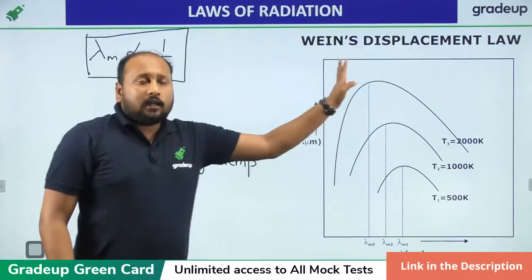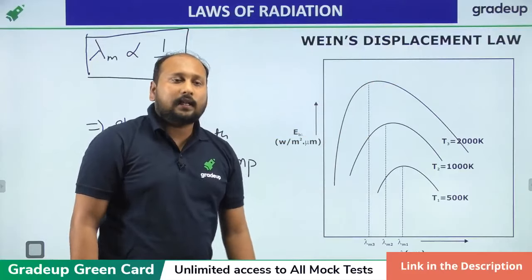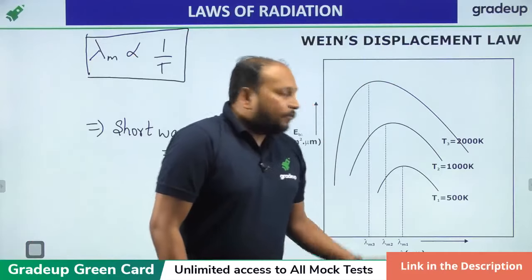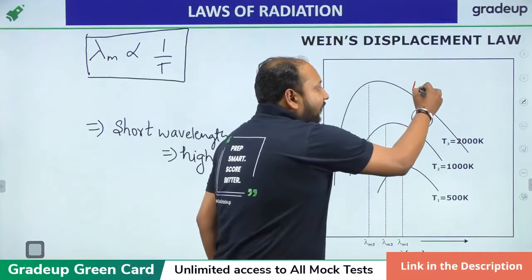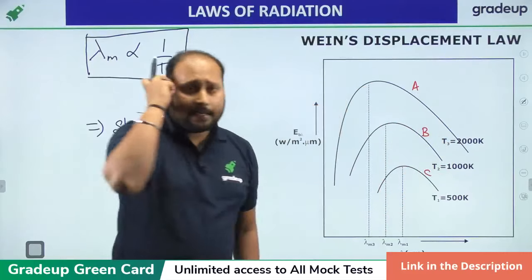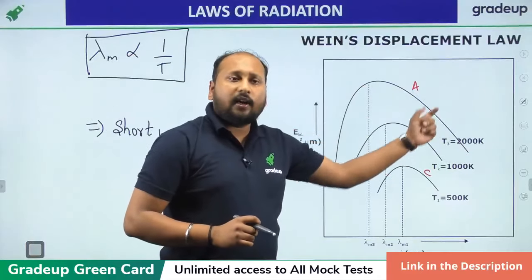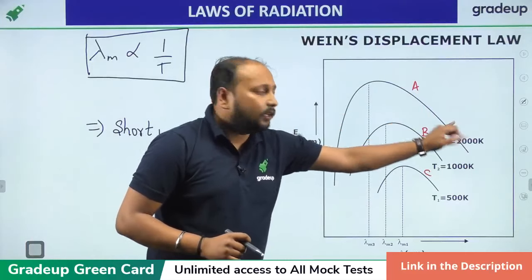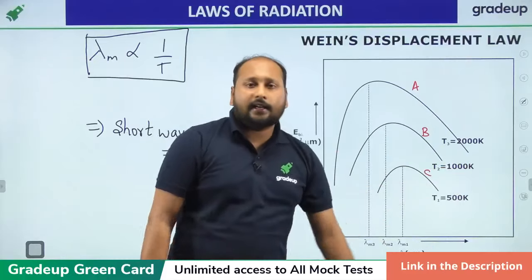Now let us understand this Wien's displacement law and the graph we are trying to understand from it. We have drawn three curves. Take this curve as curve A, this is curve B, and this is curve C. All three curves are drawn for different temperatures. For curve A, the temperature is 2000 Kelvin. For curve B, it is 1000 Kelvin, and for curve C, it is 500 Kelvin.